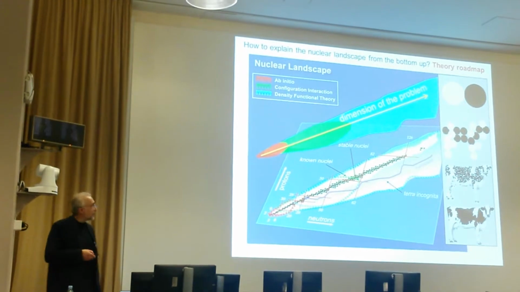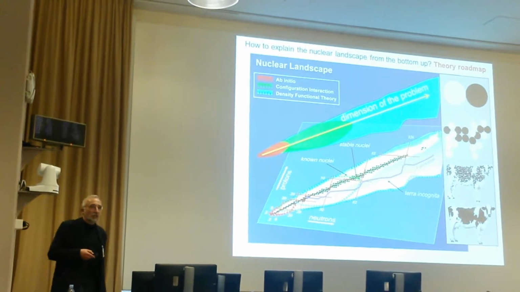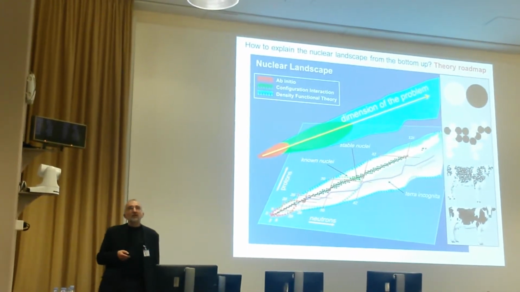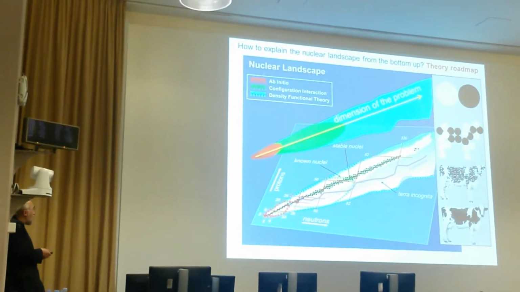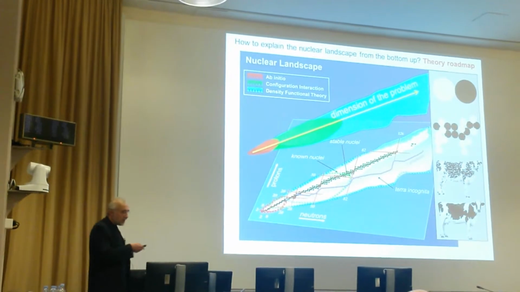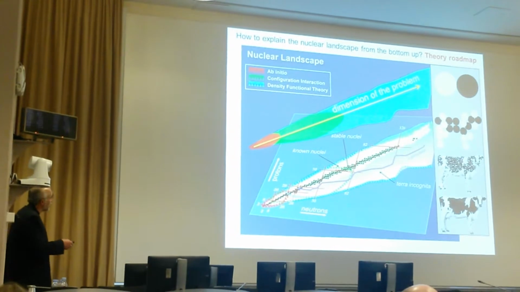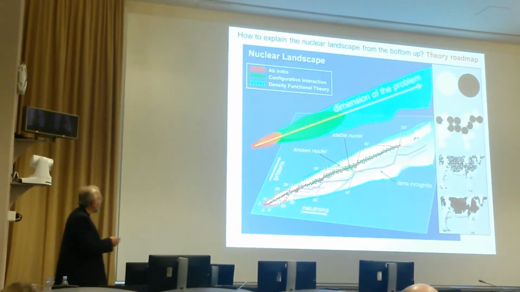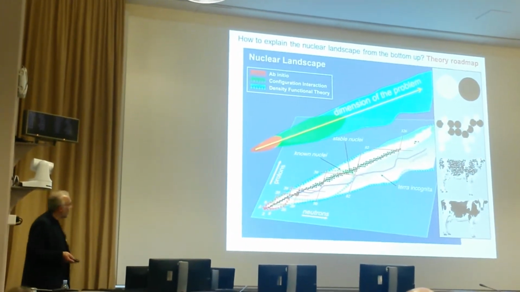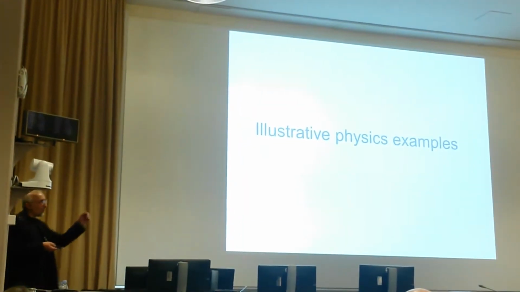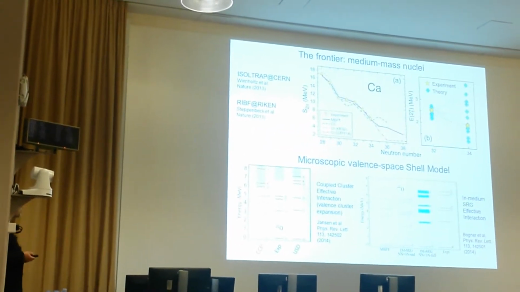Configuration interaction introduces some simplifications, and DFT gives you the most global, most important properties. But each of those approaches has, of course, its range of applicability. Each of those is important, and great progress is happening in the intersections between those approaches. By understanding those links, we can go all the way from here to the nucleus. So let me give you some illustrative physics examples now, and I will start from the frontier.